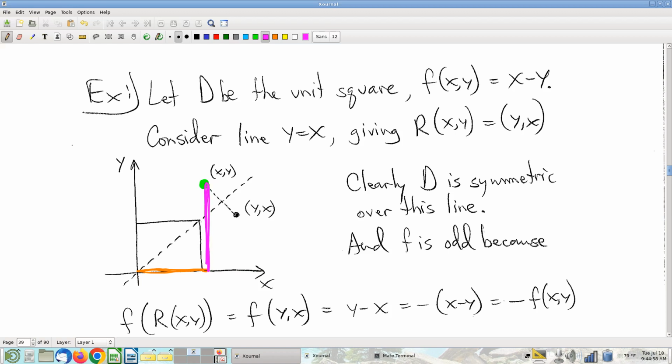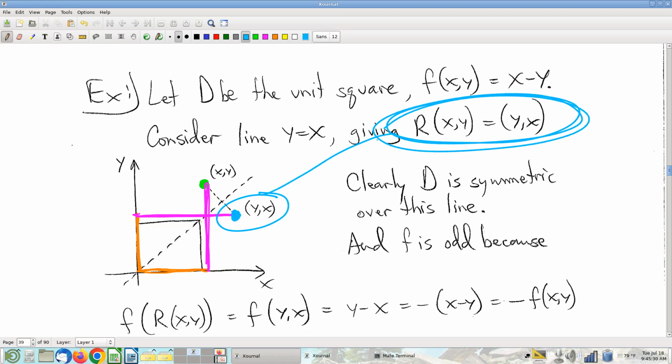not just what happens when I reflect that point, but what happens when I reflect this entire little picture that I've got here. I'm going to reflect the orange little line segment and the purple line segment and the point that motivated them. Well, when I reflect that entire thing, the orange is going to turn into something like that, and the purple is going to turn into something like this. And so this blue point, the reflection, is that given this green point, x, y.